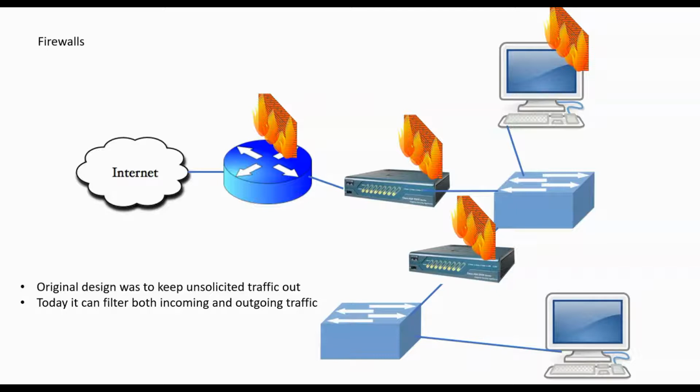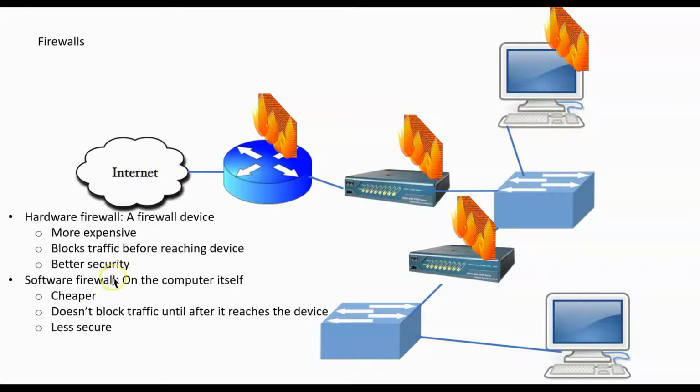Today, it can actually filter both incoming and outgoing traffic as well. So suppose that I don't want people on my network to be able to request chat services or file transfer services. I could block those outgoing requests with the firewall as well.